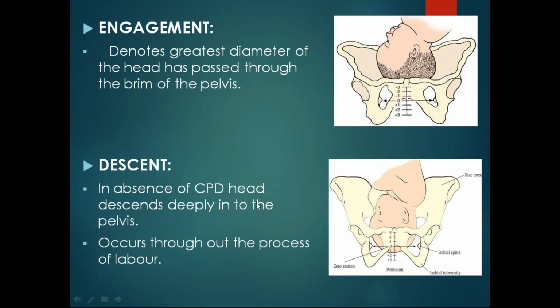Now descent occurs when there is no CPD, when there is no disproportion. The pelvis is adequate. The head will nicely descend deeply into the pelvis throughout the process of labor. With each contraction, it goes further and further. So engagement, descent, then flexion.